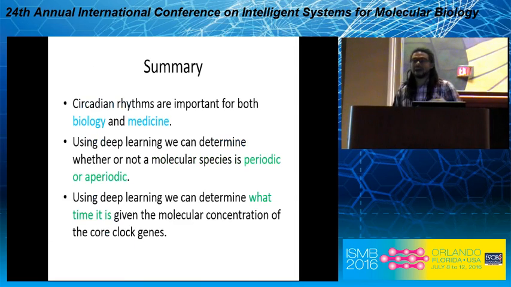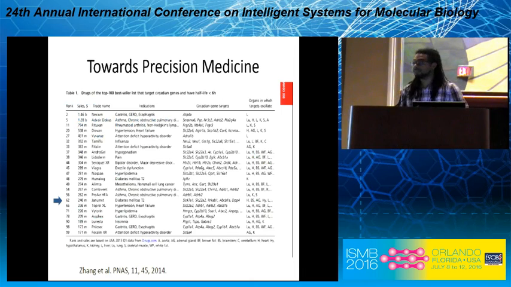So in summary, I talked about circadian rhythms, why they were important for biology and medicine, and then we talked about how we can use deep learning for determining whether or not a signal is periodic or aperiodic, and we can also use deep learning to determine when measurements were taken in an experiment. So I want to end with a potential application for this.